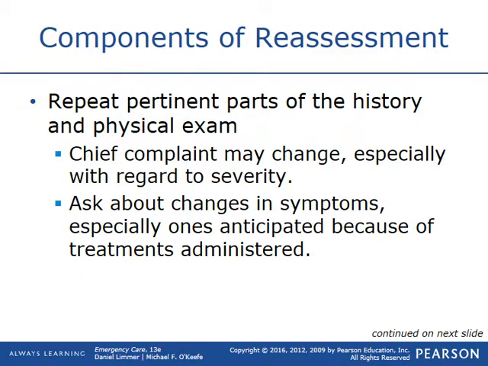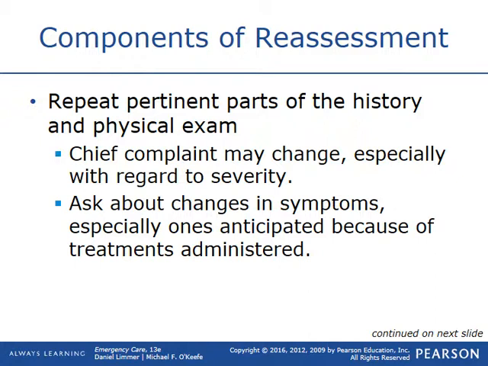Repeat your pertinent parts of the history and physical exam. The chief complaint may change, especially with regard to severity. I mentioned a few chapters ago that you may have somebody that's complaining of chest pain and they're also having difficulty breathing. This may be where the chief complaint could change. You kind of need to figure out which one came first. Are they having difficulty breathing and this is resulting in chest pain? Or are they actually having a heart attack and the signs and symptoms associated with that is actually causing trouble breathing? So have those things changed.